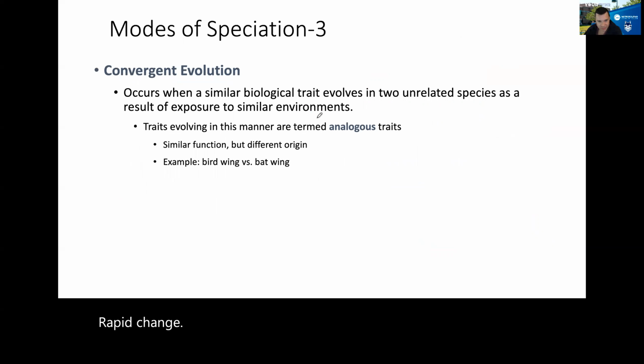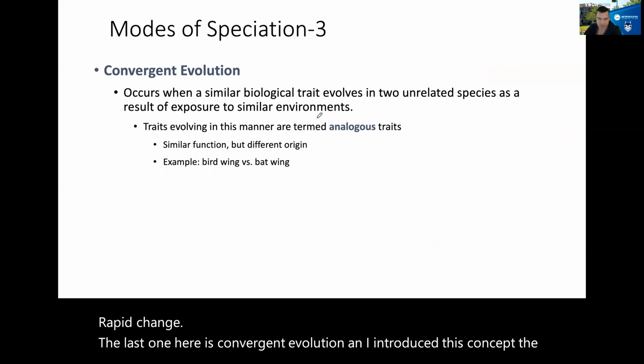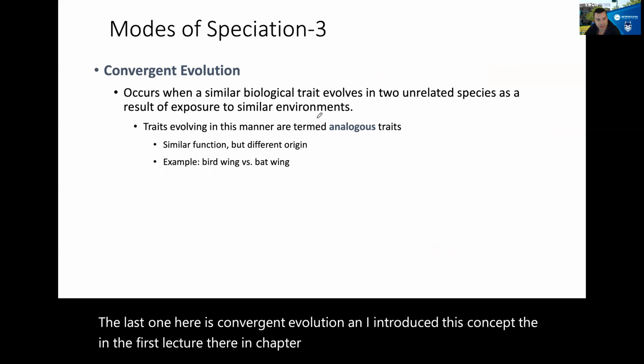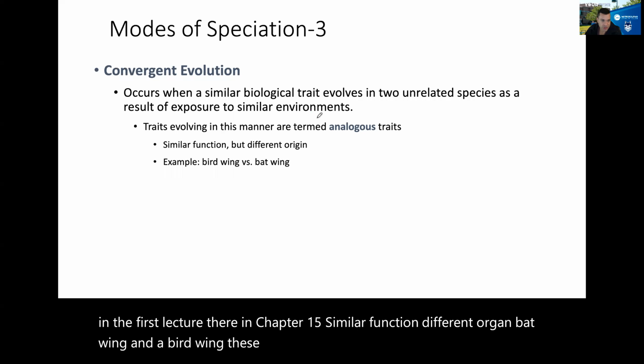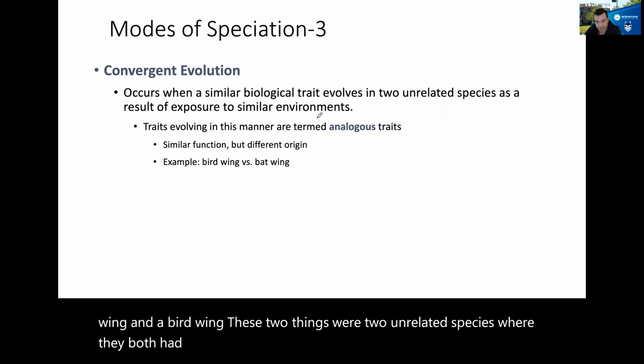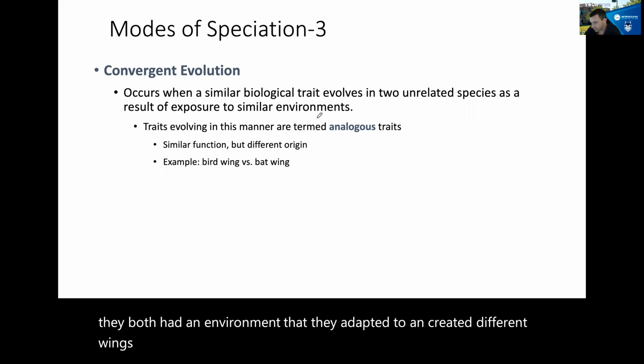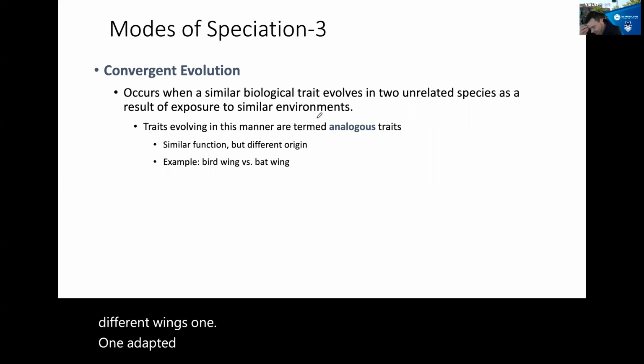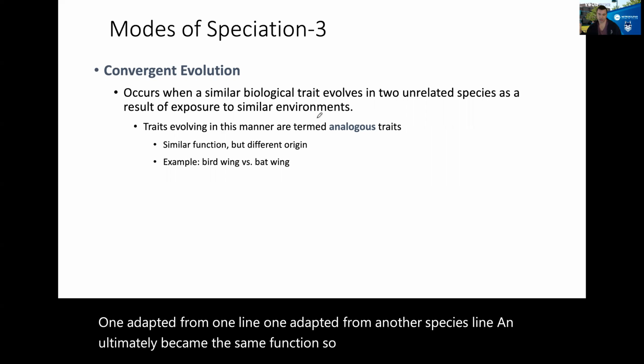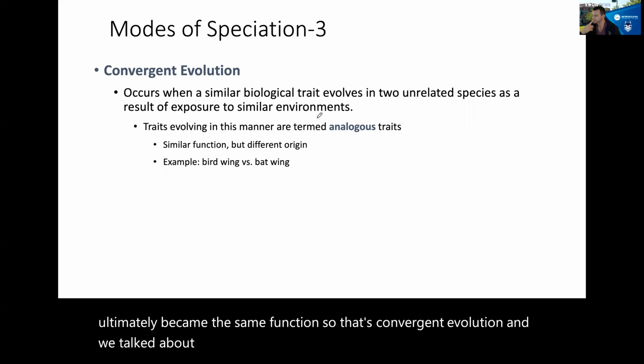The last one here is convergent evolution, and I introduced this concept in the first lecture in chapter 15. Similar function, different organ, bat wing and a bird wing. These were two unrelated species that each had an environment they adapted to and created different wings. One adapted from one line, one adapted from another species line, and ultimately became the same function. So that's convergent evolution, and we talked about that in the chapter 15 lecture.